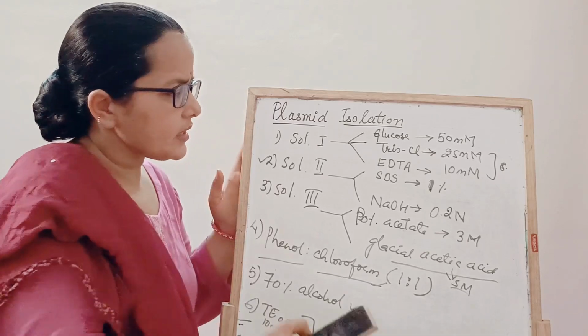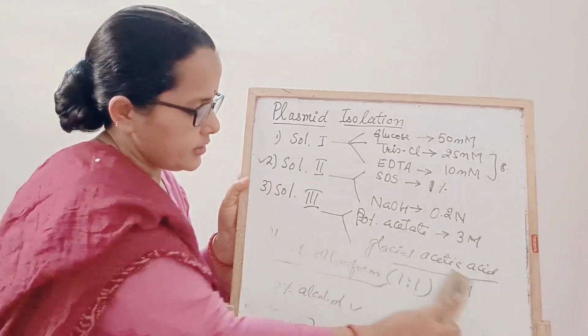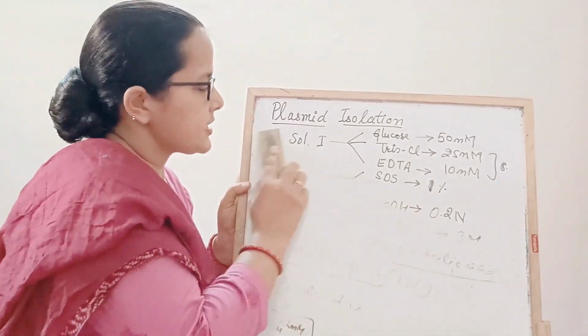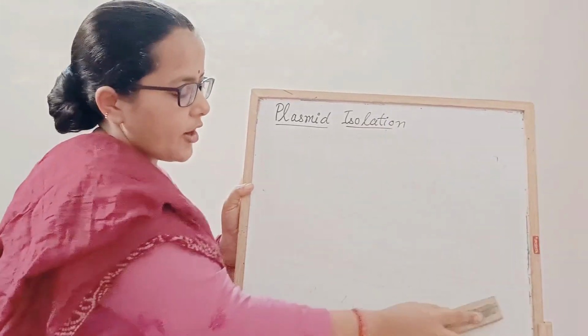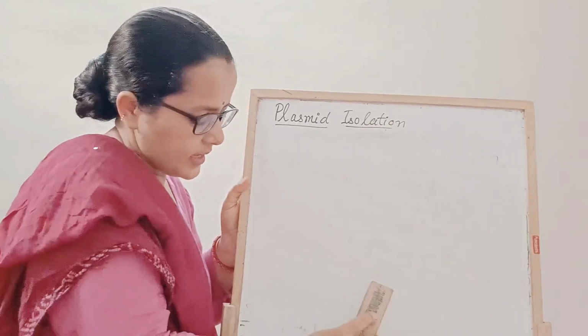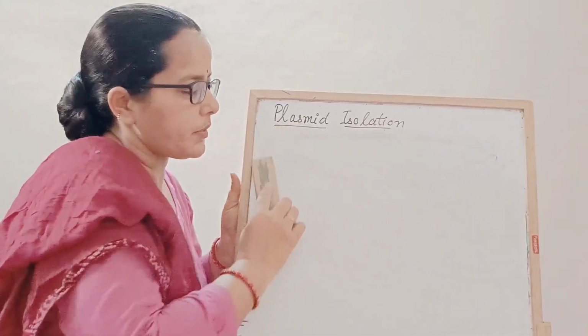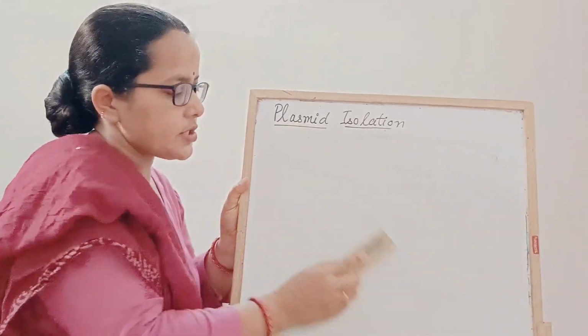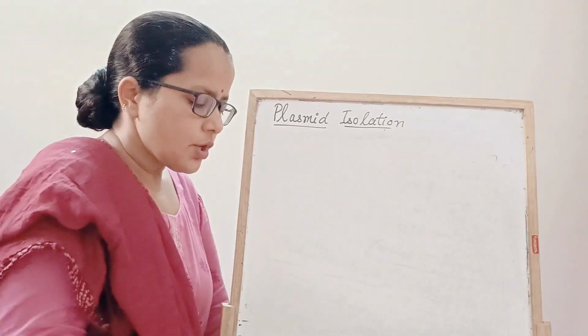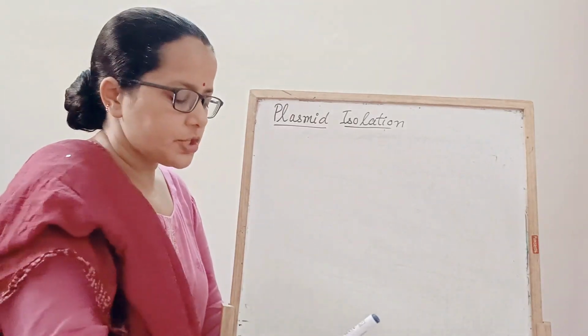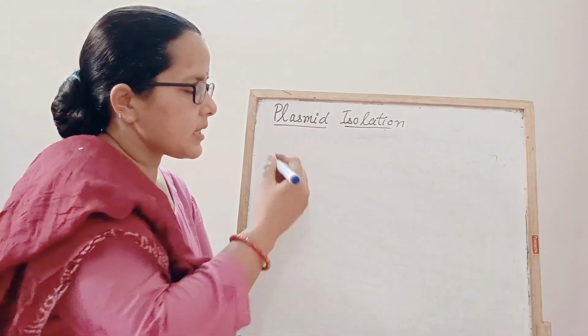So these are the reagents that you need to prepare. There are some reagents that you have to prepare one day before, and there are some reagents that you have to prepare fresh on the same day, just before your plasmid isolation.